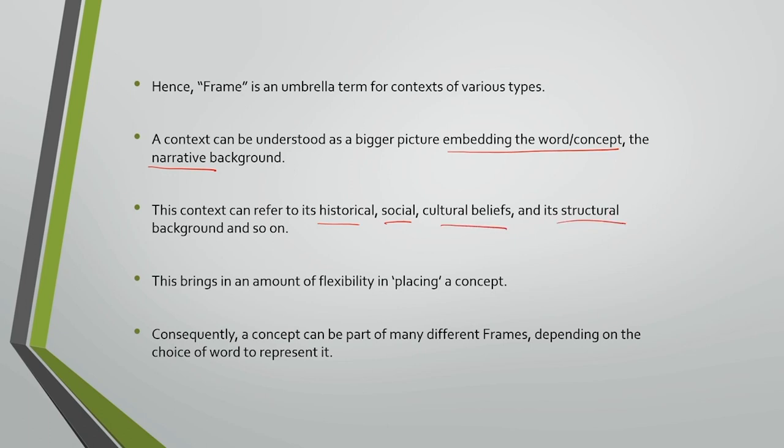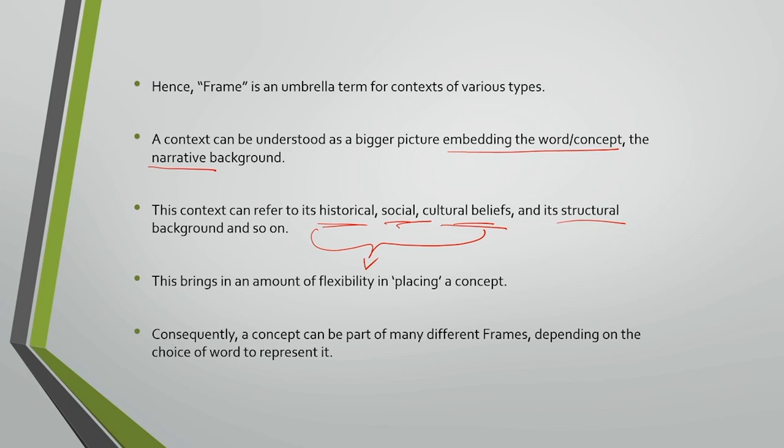Structural background is like the knuckles being part of the body, or leaves being part of the tree. If we talk about historical, social and cultural beliefs, all of them bring a large amount of flexibility in placing a concept. In fact, that is where a lot of disagreements in modern times stem from. Words, as we have just seen, do not make any sense without context, and when we take so many things into consideration, that gives us a lot of flexibility also, and that flexibility is sometimes not so good, as we see.